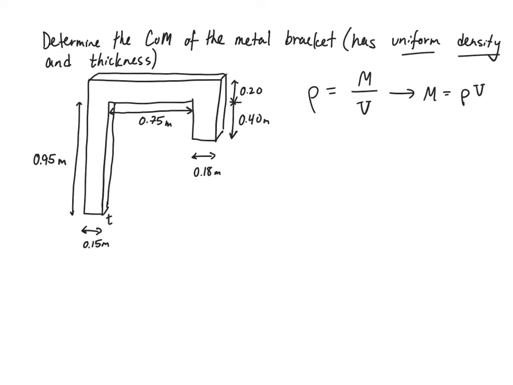Now, since they have uniform density and thickness throughout, what we could really do here is think of this as three different pieces, and each of these pieces has its own symmetry involved. So I'm going to go ahead and put dotted lines here and here. And we're going to say that this is the center of mass of the first one, of the second one, and of the third one. I can do that because we're looking at a metal bracket and these are rectangles here. So the center of mass of a rectangle will be the center of that rectangle, horizontally and vertically.